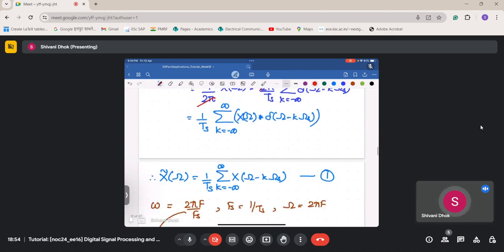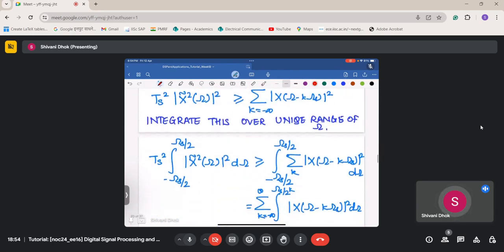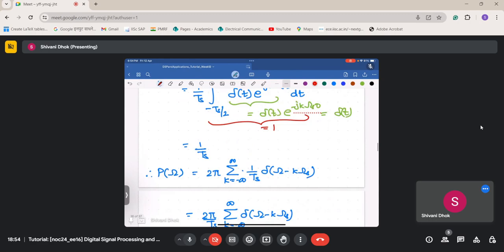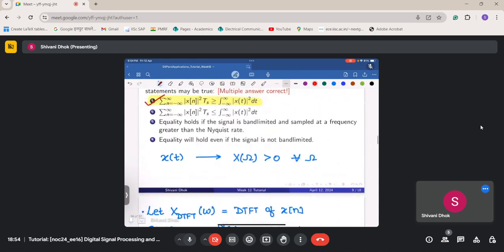Why? Because at the end we are evaluating this integral over a unique range. So when k is equal to 0, at that time these two integrals will become exactly the same, and that's why the equality will hold if the signal is band limited. And one more condition is that my sampling frequency should be greater than the Nyquist rate, that is twice the maximum frequency. So option A and option C are correct.